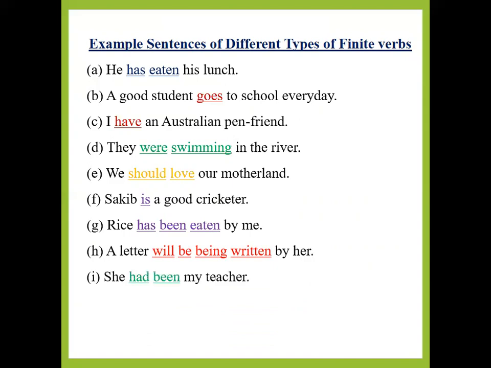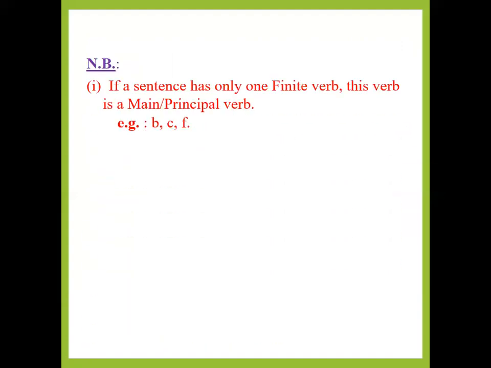She had been my teacher. In this sentence, had is used as an auxiliary verb and been is used as a principal verb. In the next sentence, you need not go there. Here need is an auxiliary verb and go is a principal verb.